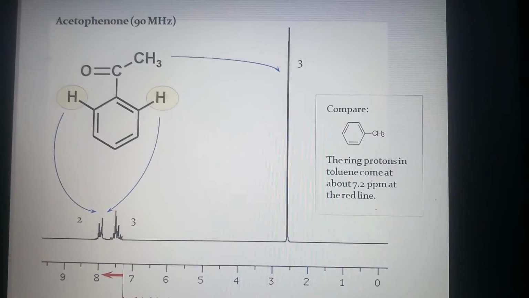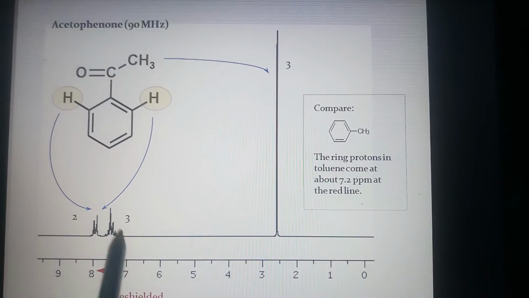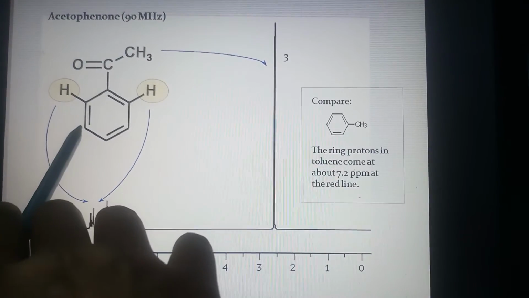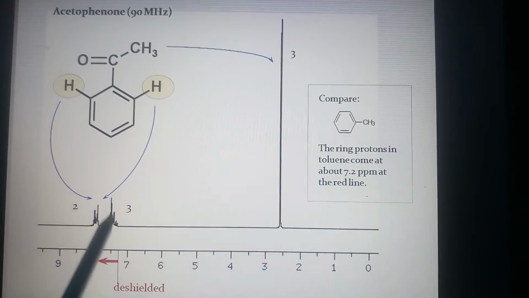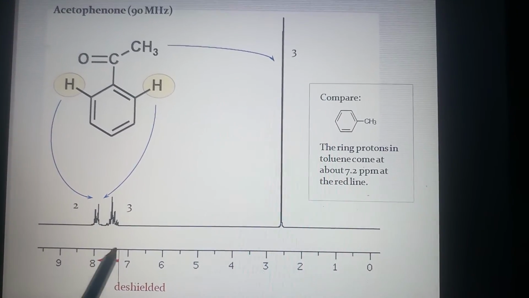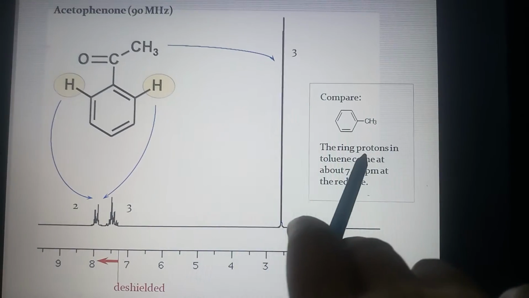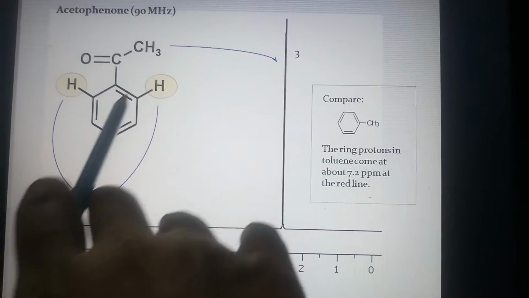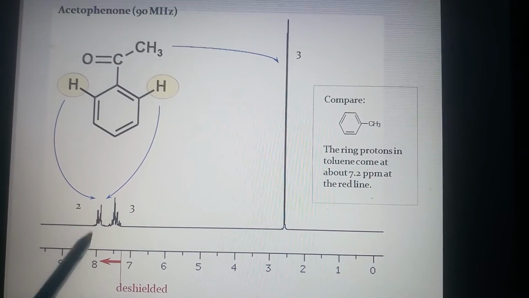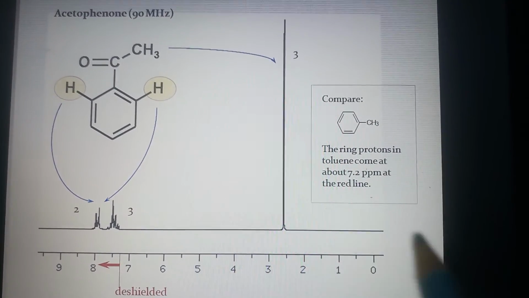A similar type of effect is also possible in the case of C double bond C, alkene compounds. Here is the spectrum of acetophenone, and you can see all the other meta and para hydrogens will appear at a similar 7.2 position as in the case of toluene, but the 2 ortho protons will appear at nearly 8 ppm. It is highly deshielded.